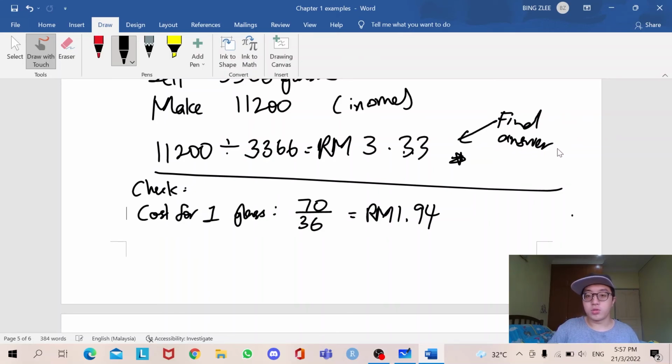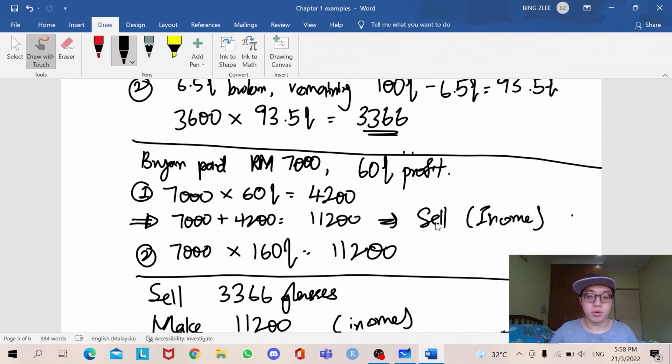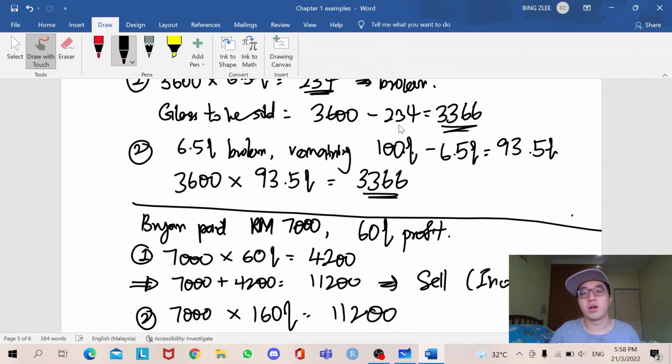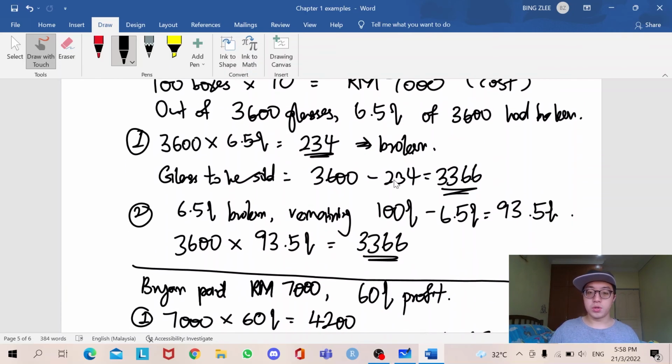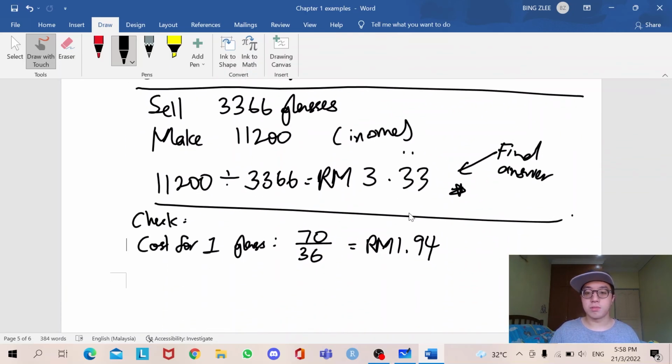And just a small note here, you cannot just multiply 160% to this 1.94, because you need to remember that there's a total of 234 glasses broken during the delivery. So you cannot check by just multiplying 160% to 1.94 ringgit. This check here is just to make sure that your selling price is higher than your cost price, because this is common sense, right? You don't do lost business, right?